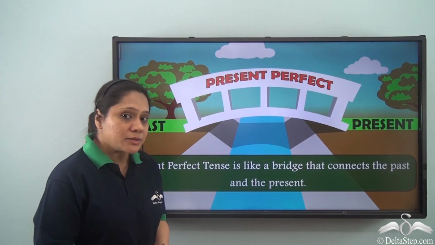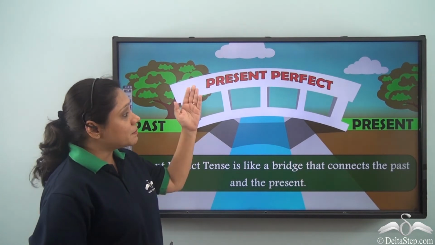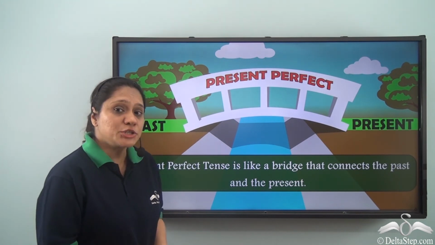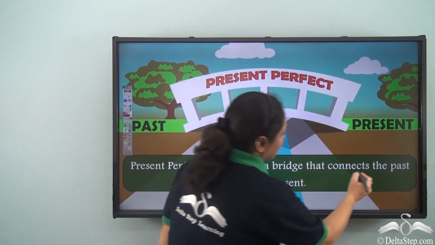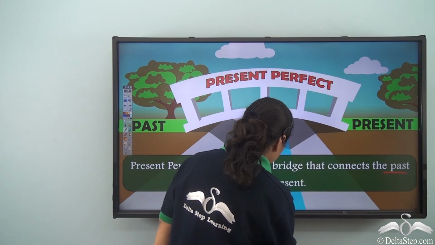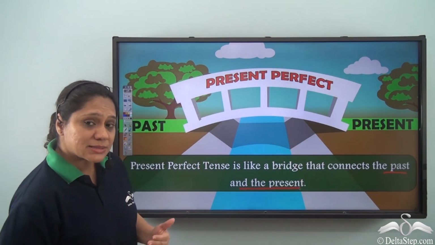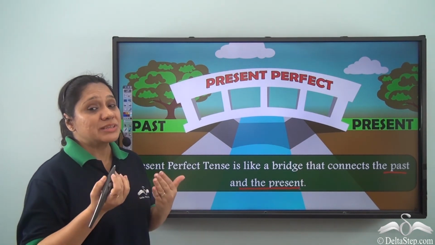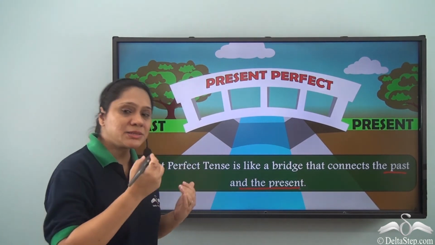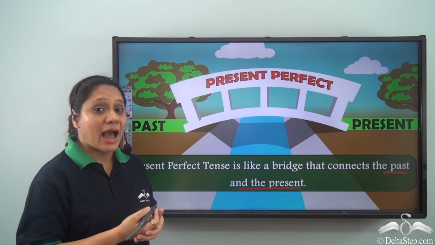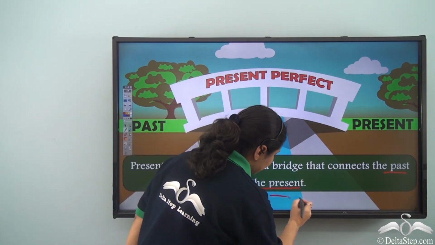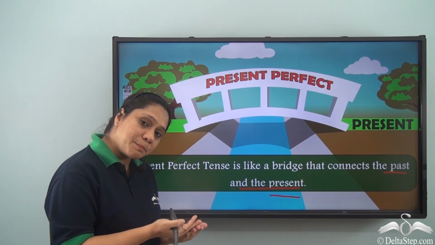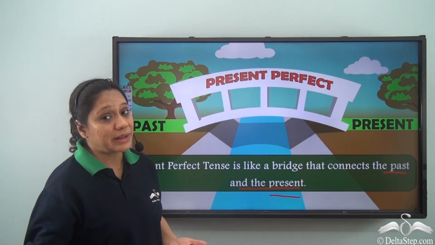So, what did we learn today? We learned that the present perfect tense is like a bridge. It is like a bridge because it connects the past and the present. It connects the past tense with the present tense. How does it connect? We see that the action has been completed in the past, but it has an effect in the present. We have also seen that the action may have started in the past but may not be complete yet.